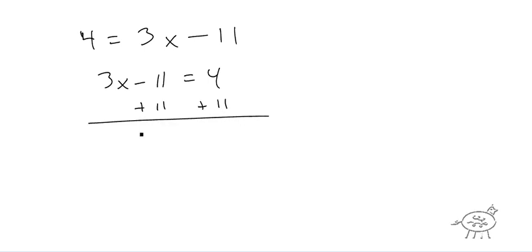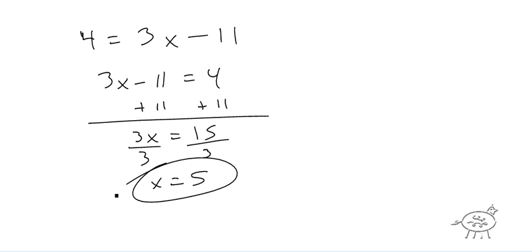4 equals 3x minus 11. Okay, so I will want the variable on the left-hand side, so I'm just going to switch around right away. 3x minus 11 equals 4, and then go from there. Okay, add 11 to both sides, and you get 3x equals 15. Divide both sides by 3. x equals 5. Okay, real easy.